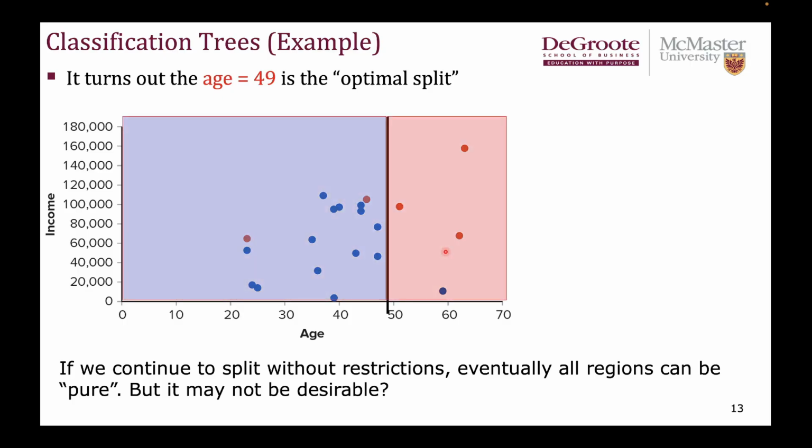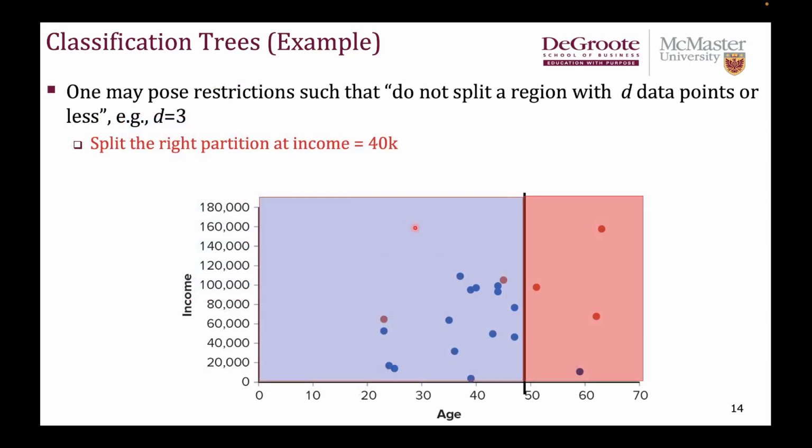So, for this example, after splitting at age 49, then let's say I want to further split the right region, and you can try, but I think the best one is to separate the red points with blue points so that we have pure regions coming out of the further split, right?